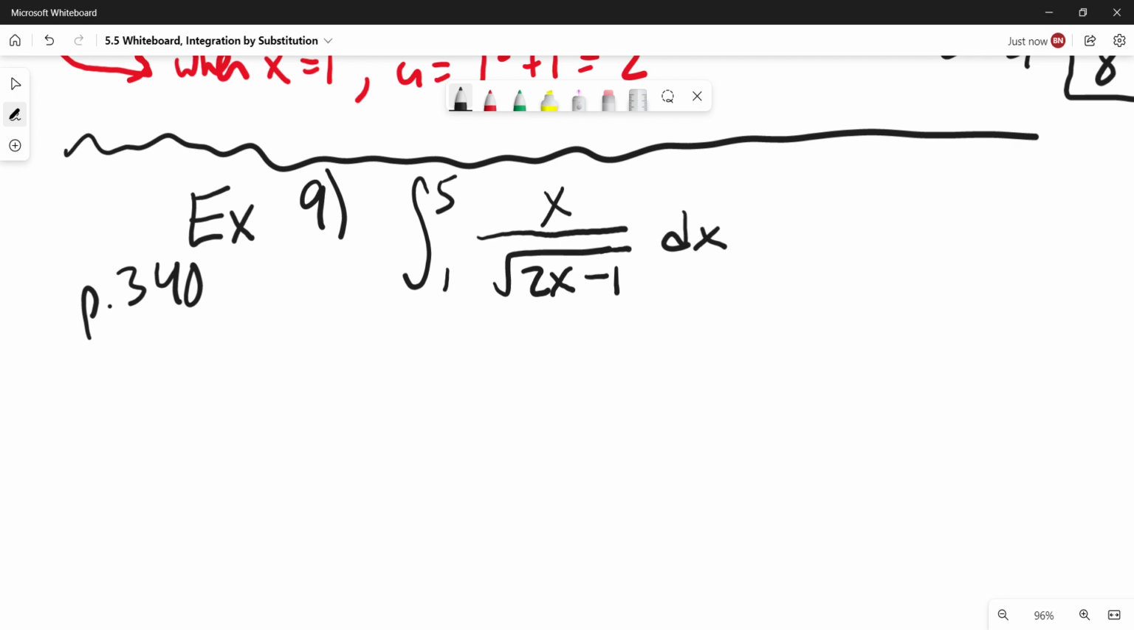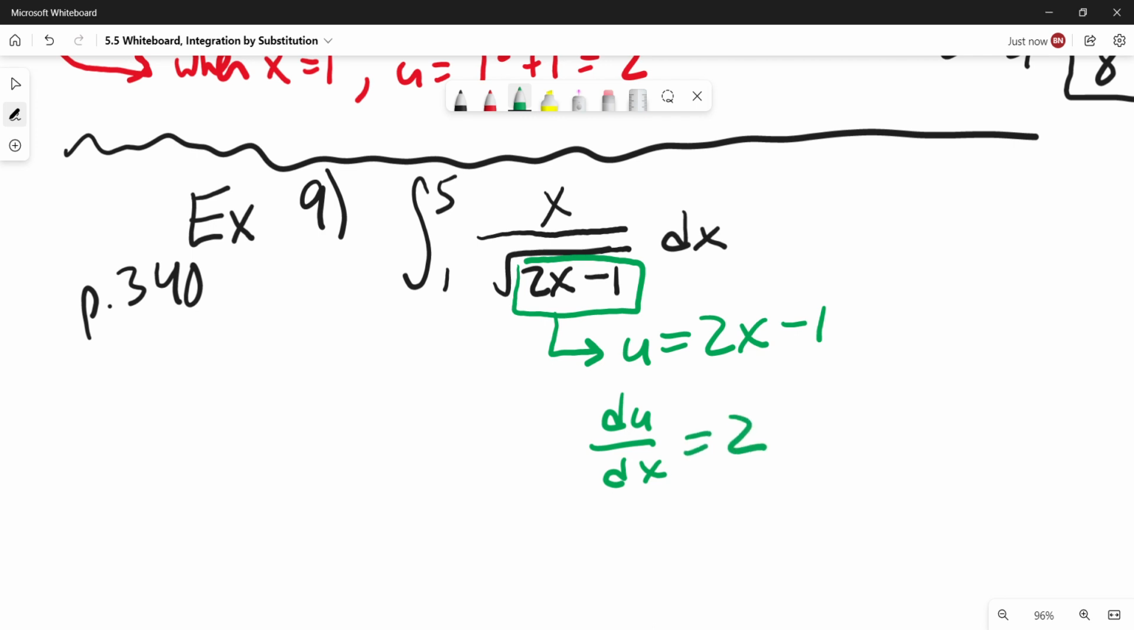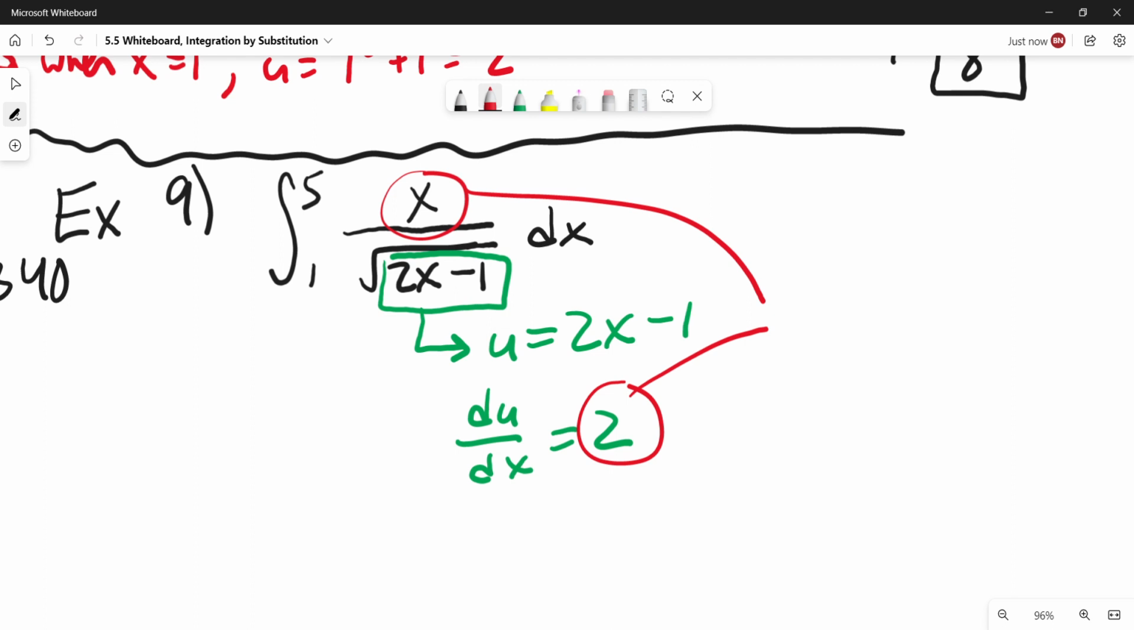Pretty obviously, really the only option you have is that this would be your u. So u is 2x minus 1. So then du dx is 2. But again, what you have is an x. It does not differ by a constant multiplier. You cannot use it. Right, so comparing these two, you cannot force the pattern, so you've got to do formal u substitution.